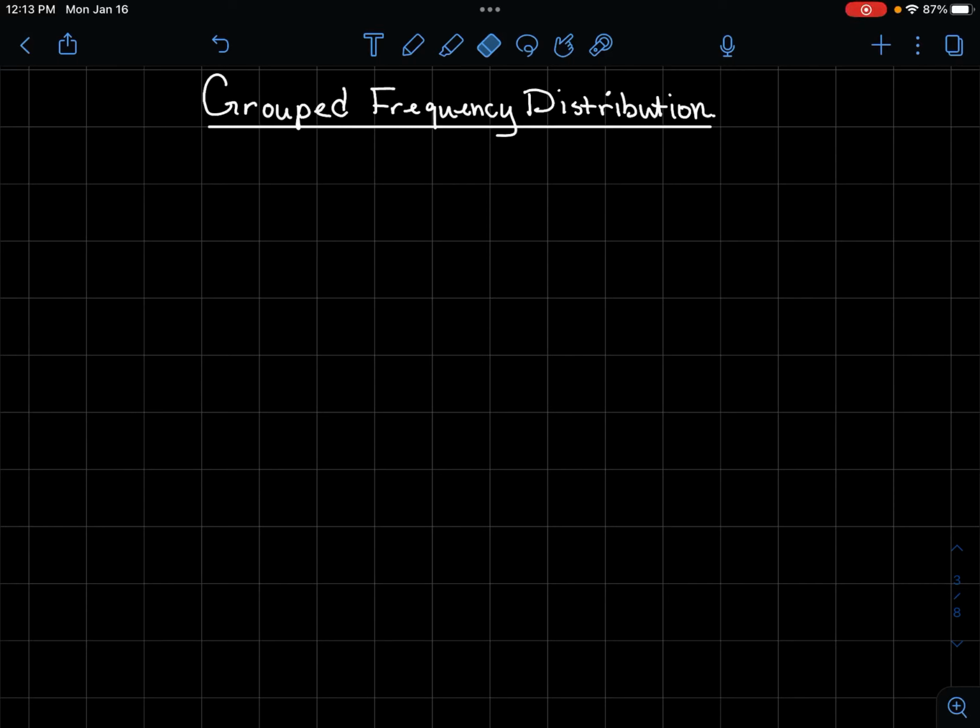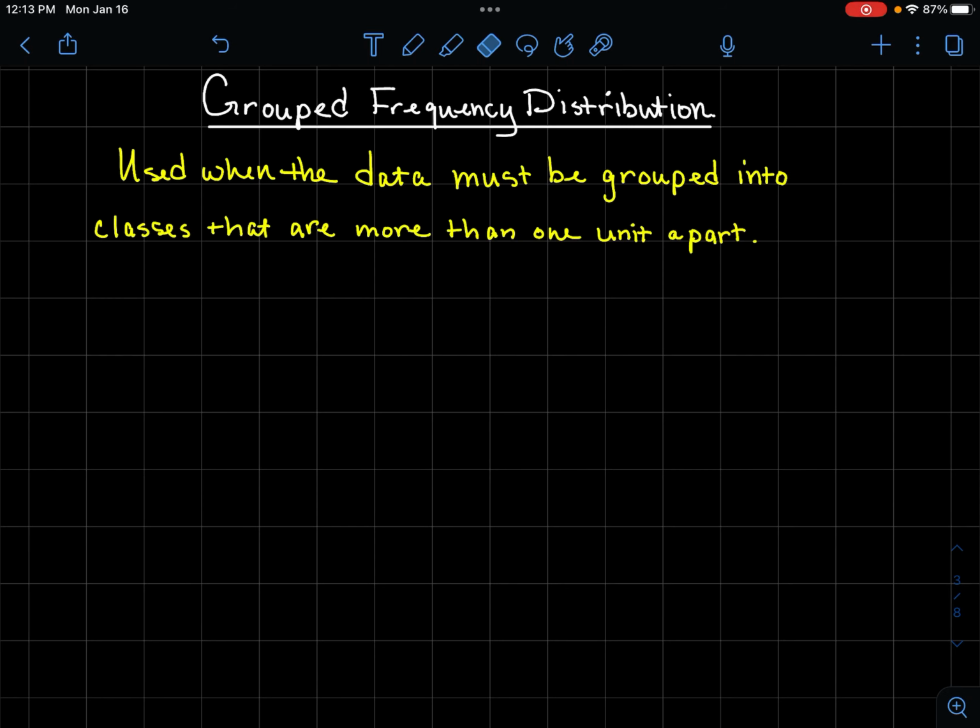In this video, we're going to continue our discussion on frequency distributions. This time we're going to look at grouped frequency distributions. When is a grouped frequency distribution used? It's used when the data must be grouped into different classes. Then those classes are going to be more than 1 unit apart.